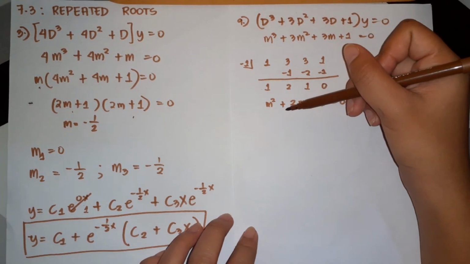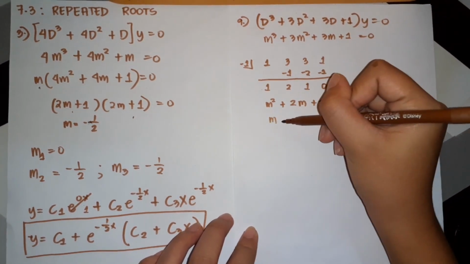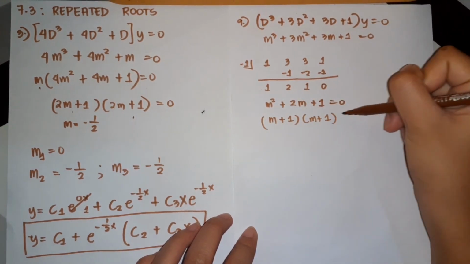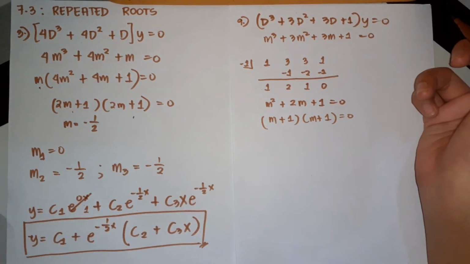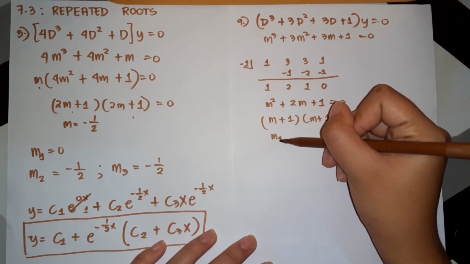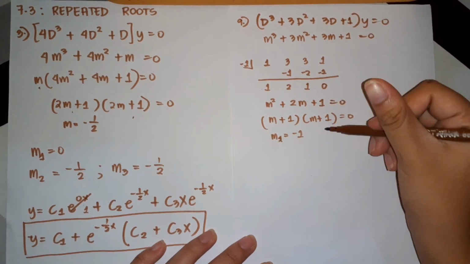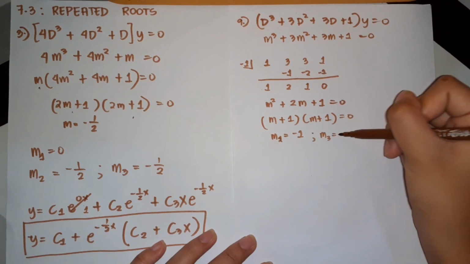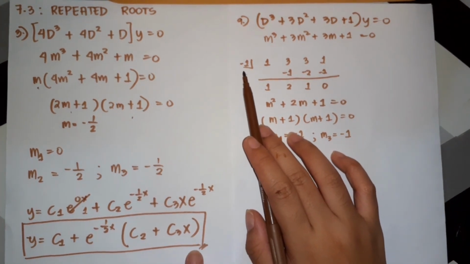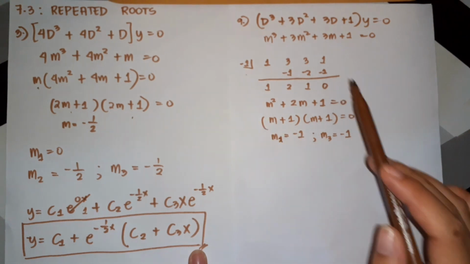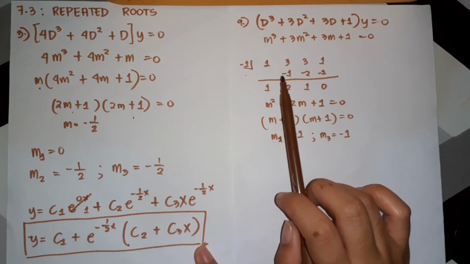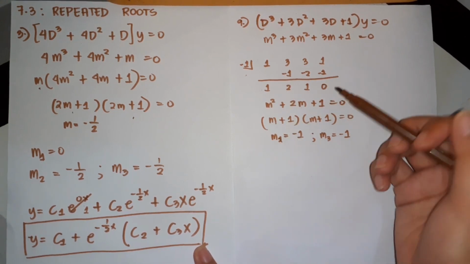So in this polynomial, we can simply factor this out. It will just be m plus 1 times m plus 1 is equal to 0. So the roots of these factors will be m sub 2 is equal to negative 1, and m sub 3 is equal to negative 1. So we have already our first root, negative 1. So our three roots in this differential equation are all the same, which is negative 1.